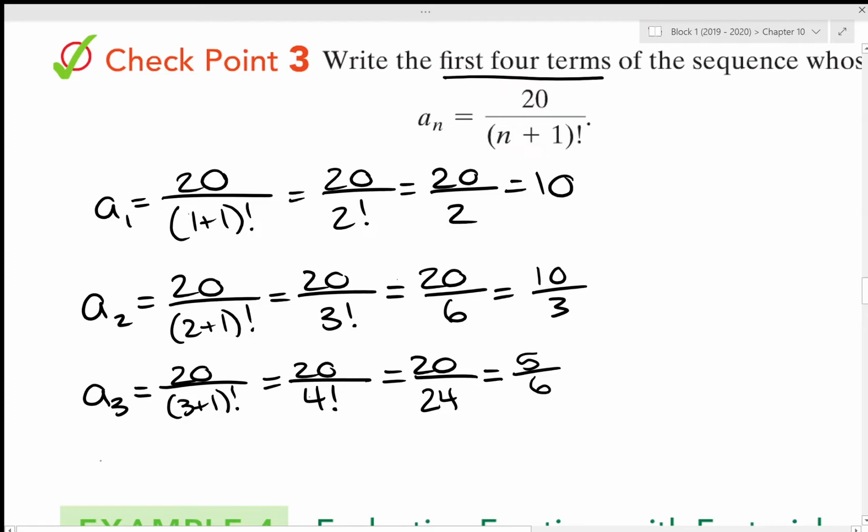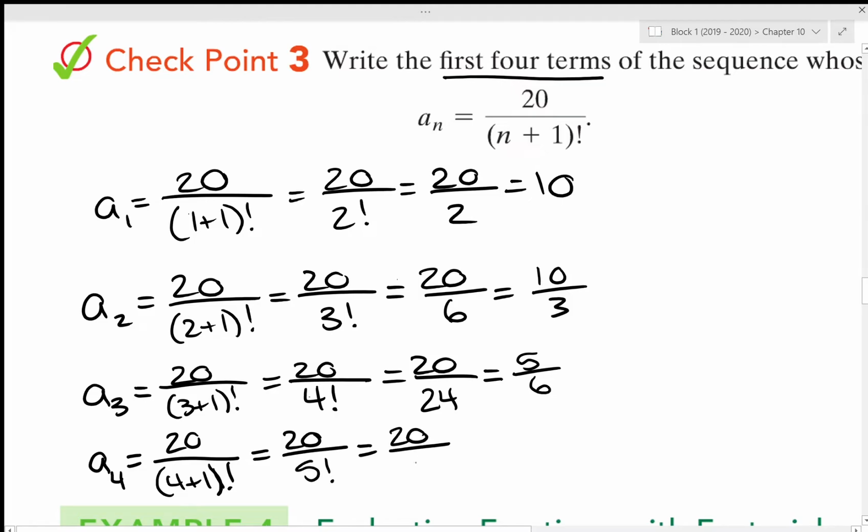Now last is 20 divided by 4 plus 1 factorial. So it's 20 over 5 factorial, which if you look on the side or just do it in your calculator, is 120. And 20 over 120 is the same as 1/6. So we have our terms there.